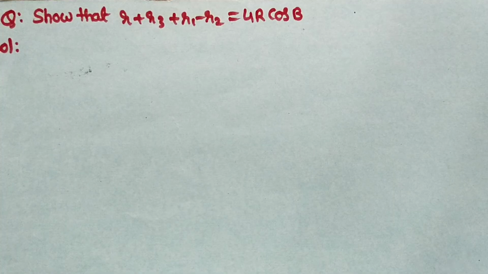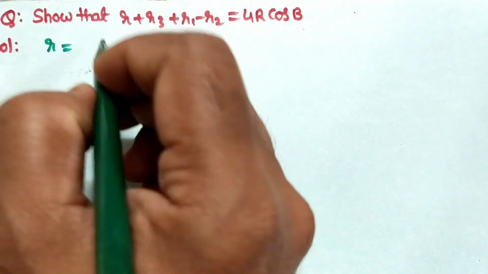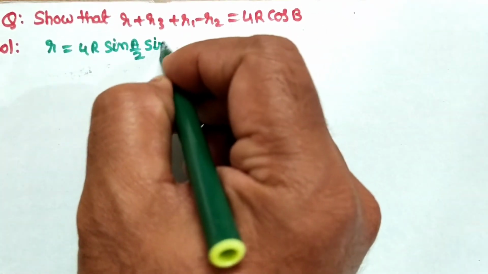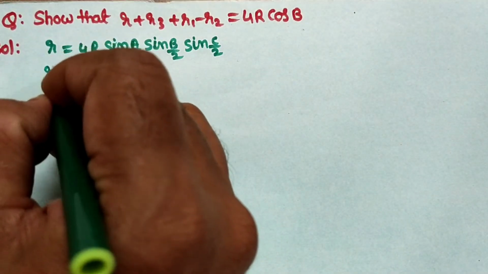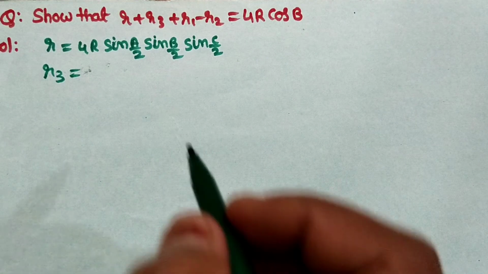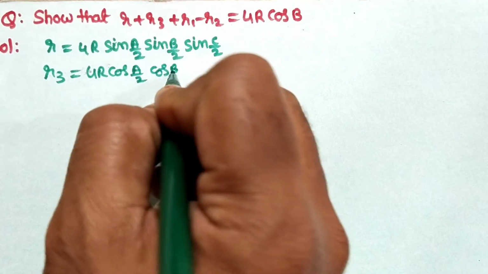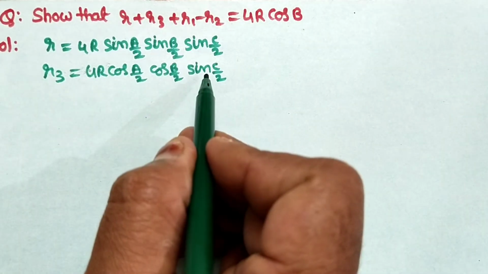The next question. Show that r plus r3 plus r1 minus r2 is equal to 4R cos B. First, r plus r3 consider. After that, r1 minus r2 consider. Before that, we can write these r values. Small r is equal to 4R sin A by 2, sin B by 2, sin C by 2. Small r means all are sin. r3 means only the last term will get sin: 4R cos A by 2, cos B by 2, sin C by 2. You remember that r3 means only the third term will get sin.